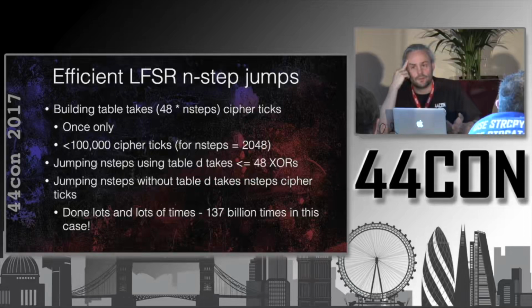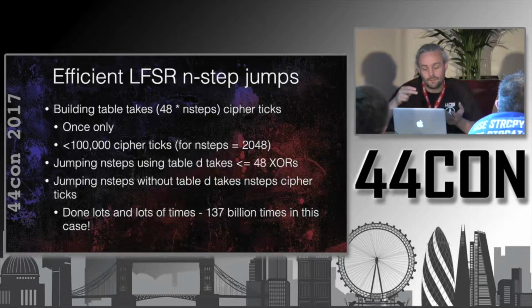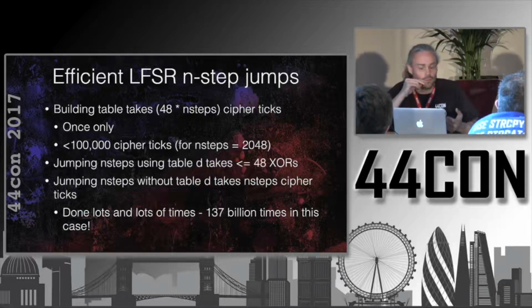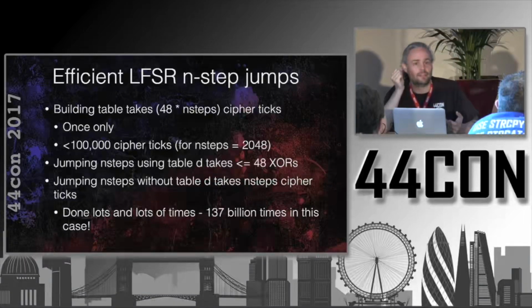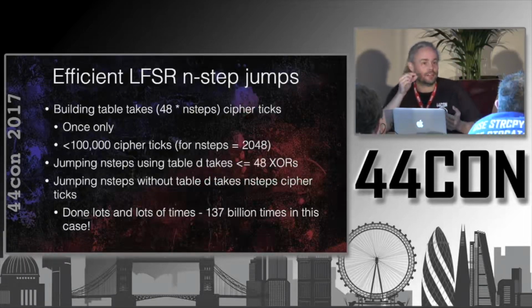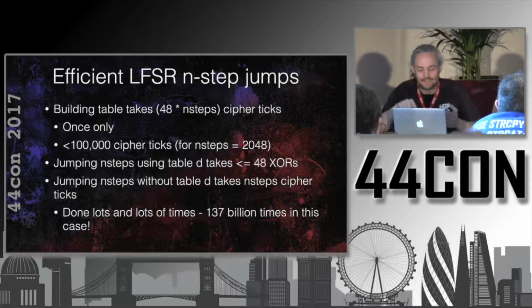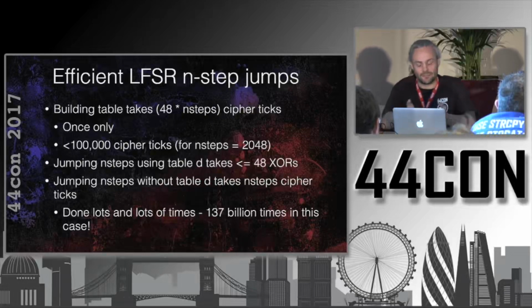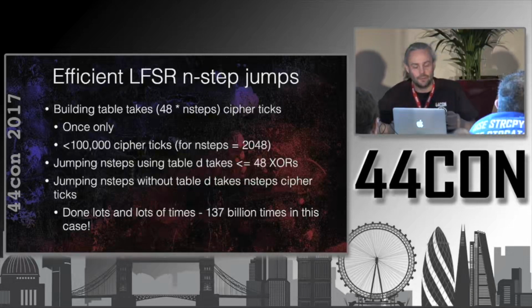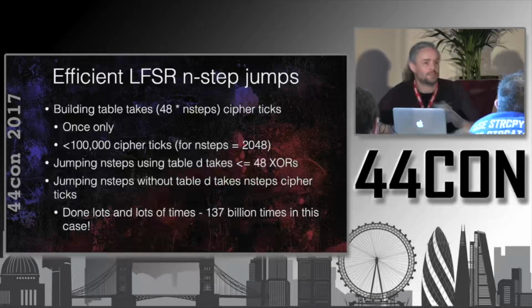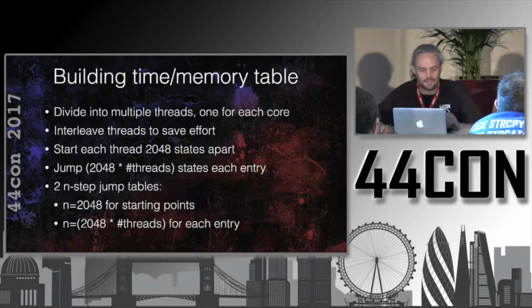Now the reason we're doing this is because if n's 2048, which is the value we need for this, then building the table takes 100,000 cipherticks, which is done in a split second. Like, you don't even notice it. But when we come to jump through the table, we do that 137 billion times, and those fractions of a second really add up. Whereas instead of doing 2048 cipherticks for each one of those, we can do up to 48 XORs, which is clearly a lot faster. So it is really worth doing, and it's something I'll be using in the future whenever I see an LFSR.